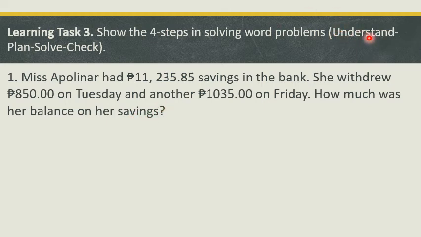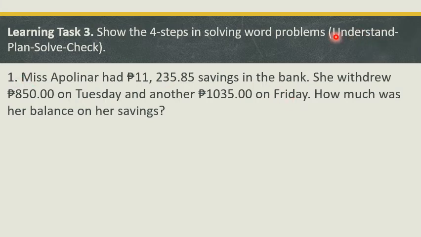So, ang first step natin is to understand the problem. So, we will identify what is asked in the problem and what are the given in the problem. So, ano ba tinatanong dito sa problem natin? How much was Miss Apolinar's balance on her savings? So, the amount or the balance on Miss Apolinar's savings. And what are the given facts natin? So, yung total savings, which is 11,235 and 85 cents, yung 850 pesos na winidraw noong Tuesday, and yung 1,035 pesos na winidraw naman noong Friday. So, yun yung given natin.